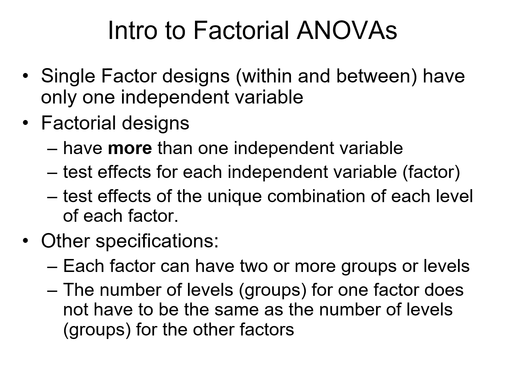So single factor designs, within and between, have only one independent variable. Factorial designs have more than one independent variable. They test effects for each independent variable or factor, and test effects for the unique combinations of each level of each factor on each other. Other specifications: each factor can have 2 or more groups or levels, and the number of levels for one factor does not have to be the same as the number of levels for the other factor. So we're primarily going to focus on what's called a 2x2 factorial ANOVA. That means that there are 2 factors or 2 independent variables. Each one has 2 levels.